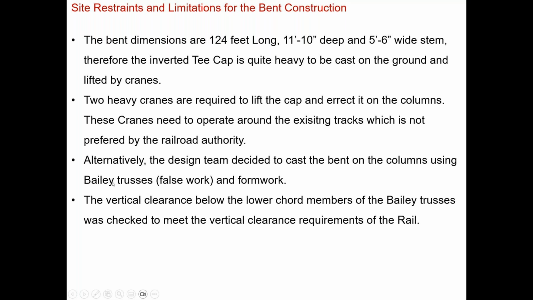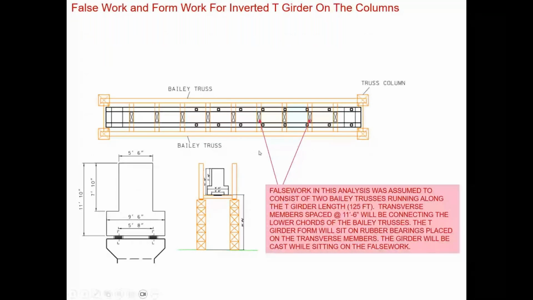We were thinking of using baling trusses here, and basically we want to make sure that from the lower chord of the truss members until the top of the rail is still satisfying the vertical clearance requirement, so it does not affect the operation of the rail during construction. So this is kind of a quick schematic of what we are talking about.